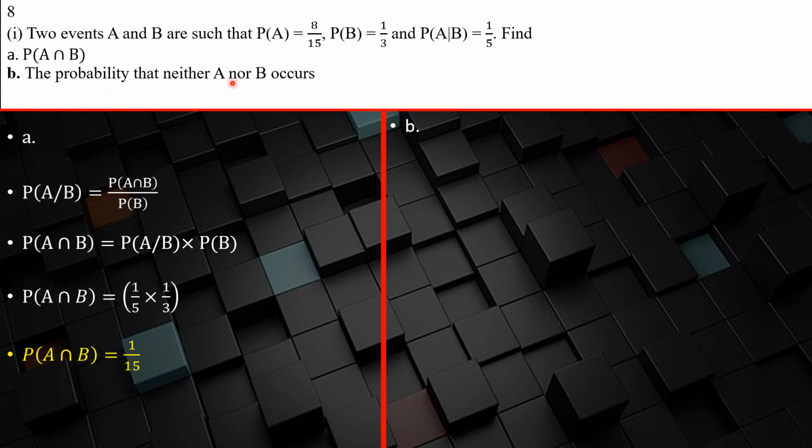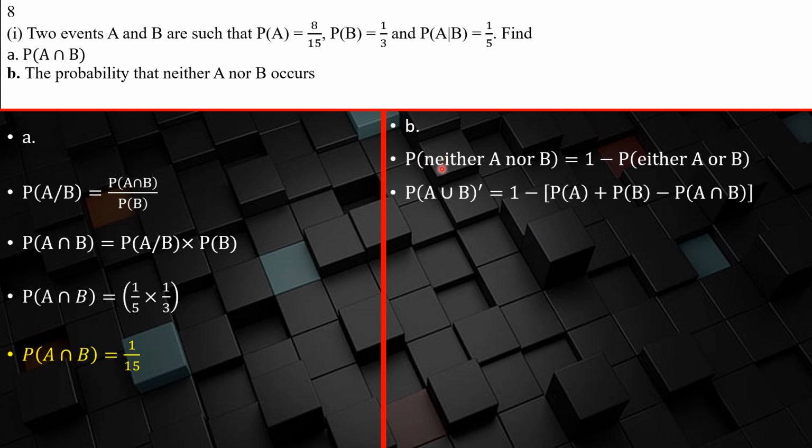So part B says the probability that neither A nor B occurs. Well, P of neither A nor B is actually 1 minus P of either A or B, right? And in probability, when you're able to find the probability of an event by getting 1 minus the probability of another event, then this event is basically the complement of that event, right? Good. And so you realize that we can write P of neither A nor B as simply the complement of P of either A or B. So (A or B) complement, all right? So that's what this is.